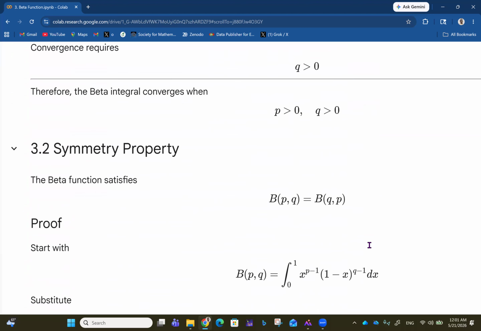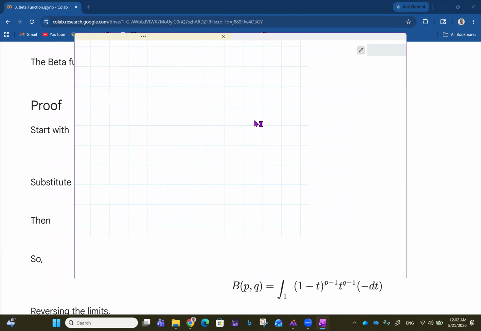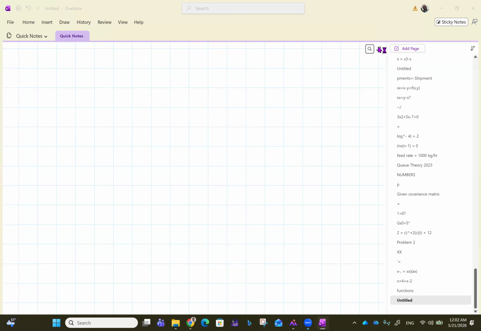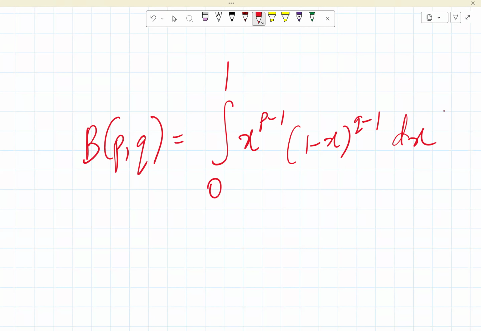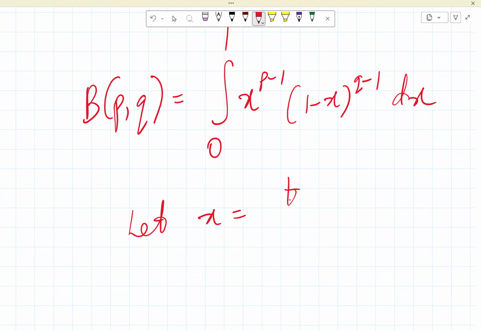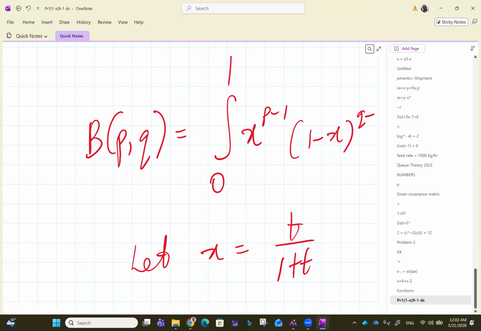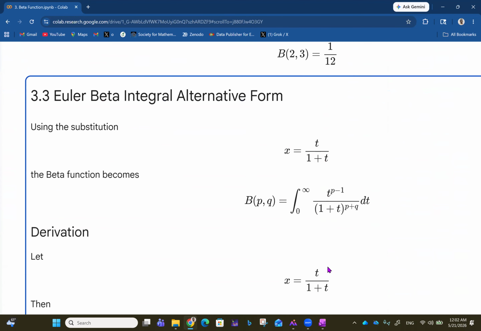for the beta Euler integral, right? We have beta p comma q to be the integral from 0 to 1 of x raised power p minus 1, 1 minus x raised power q minus 1 dx. And then if you now let x be t over 1 plus t, I hope I got that correctly, x is t over 1 plus t. So if you make that substitution, yeah, t over 1 plus t.